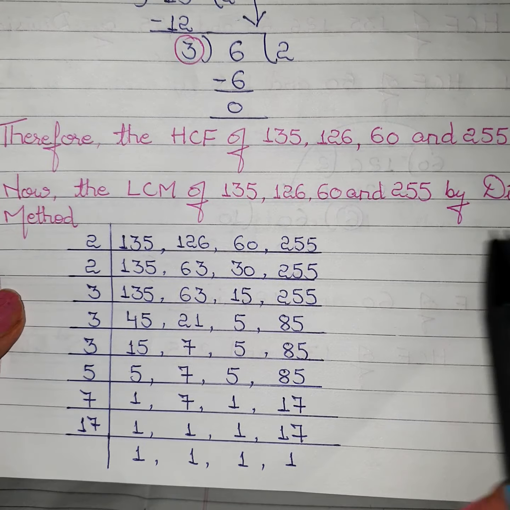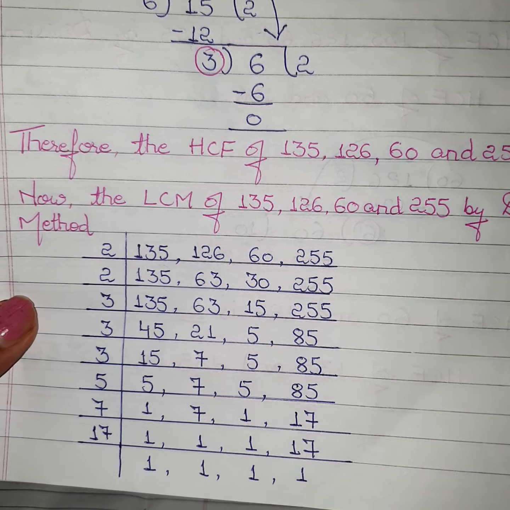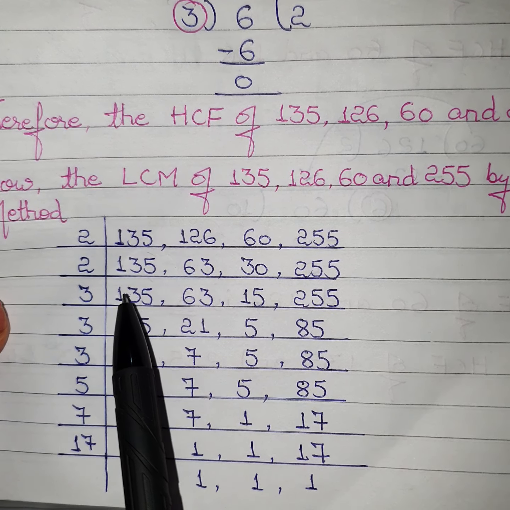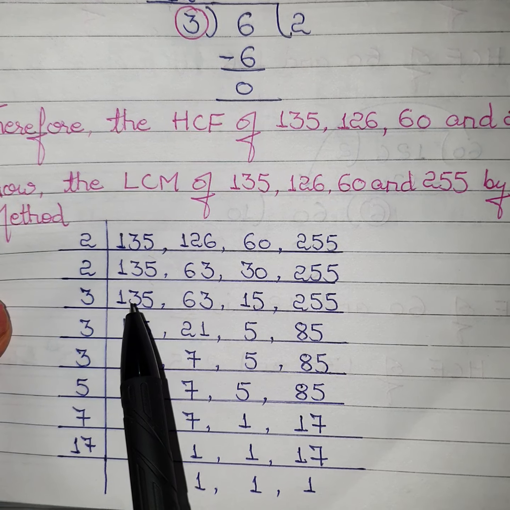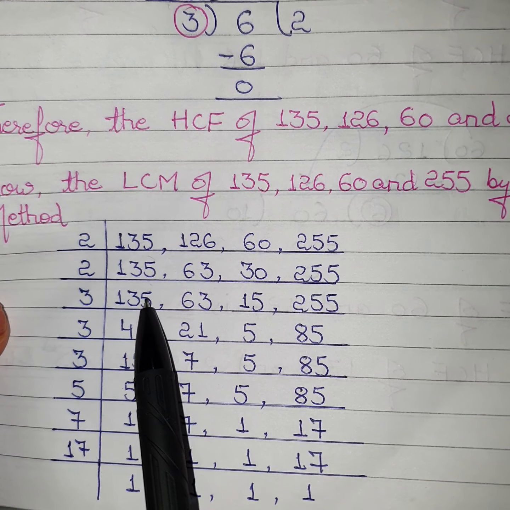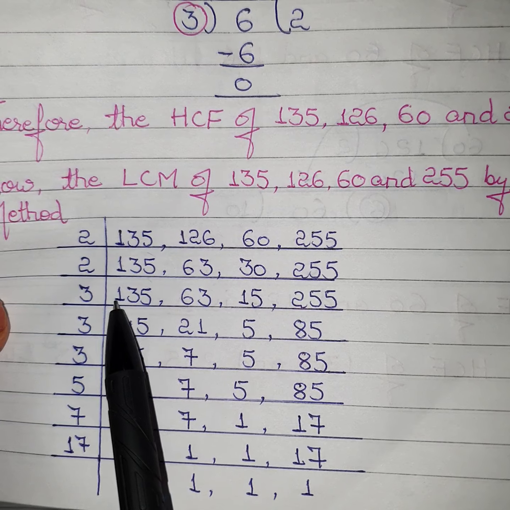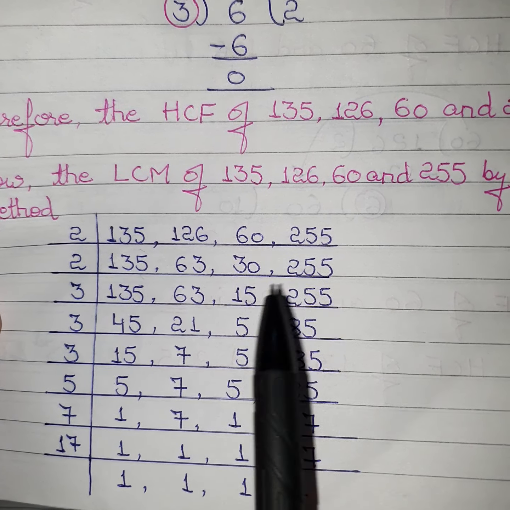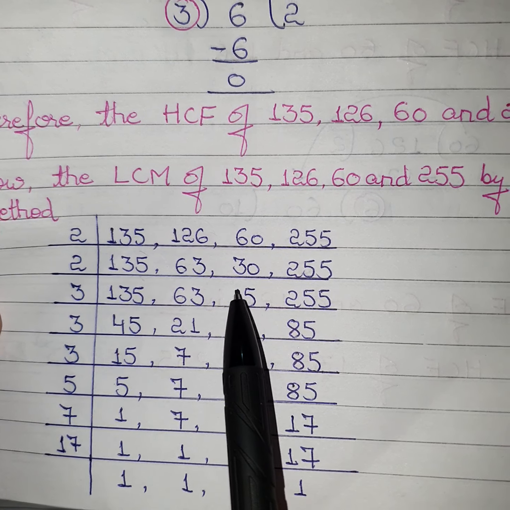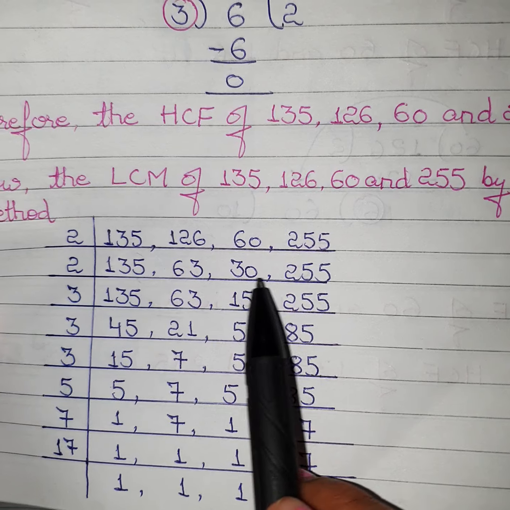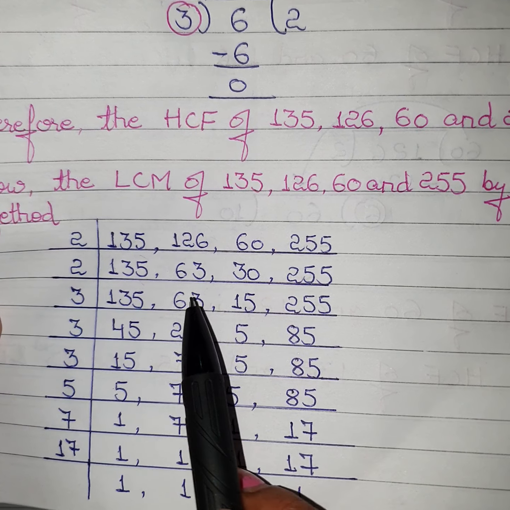Now the table of 2 is over. Now we will check it by the table of 3. So see, add the digits. As I have told you about the divisibility of 3, we have to add the digits to find whether it is divisible by 3 or not. So 5 plus 3, 8 plus 1, 9. Yes, it is divisible. 6 plus 3, 9. Yes, it is also divisible. 5 plus 1, 6. It is divisible. 5 plus 5, 10 plus 2, 12. So yes, all these four numbers are divisible by 3.